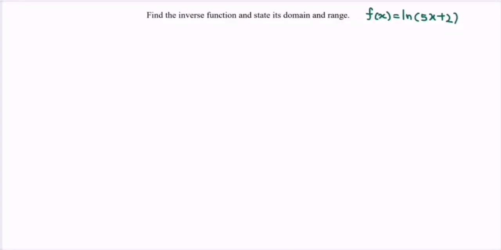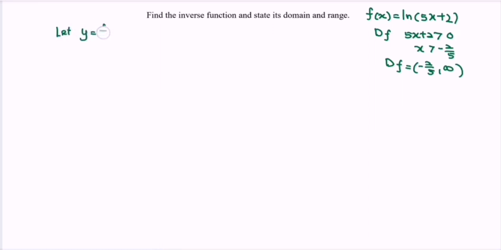Next, the question said, find the inverse function and state its domain and range. So repeat the same thing. For this case, we have the domain of f, which is 5x + 2 greater than 0. So x will be greater than negative 2 over 5. So the domain for f would be negative 2 over 5 until infinity, where the negative 2 over 5 is not included.